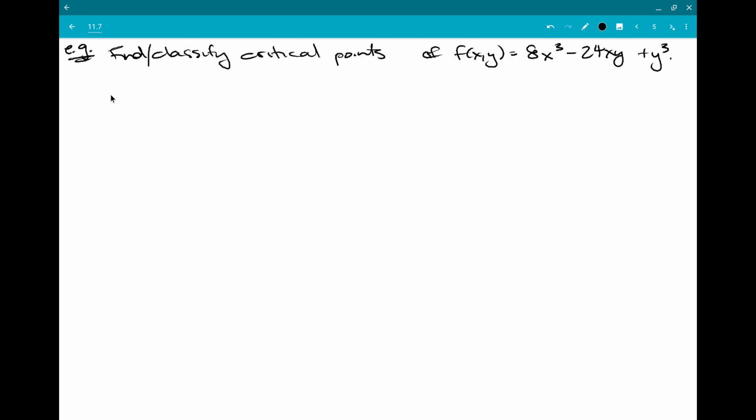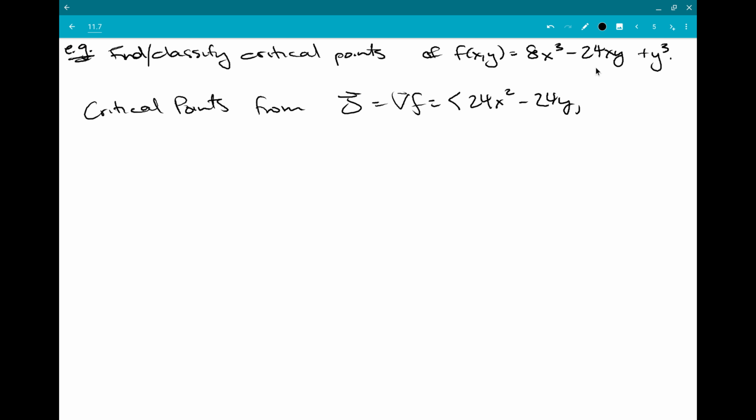So let's go ahead. I'm going to go a bit more quickly this time since we've practiced the main ideas before. So I want to find my critical points from 0 equal to grad f. First component of grad f is 24x squared minus 24y. And the second component is 0 minus 24x plus 3y squared. Again, if the partial derivative computing gradient thing is still difficult for you, take a pause here. Make sure you understand how I got that from the partial derivatives with respect to x and then with respect to y.